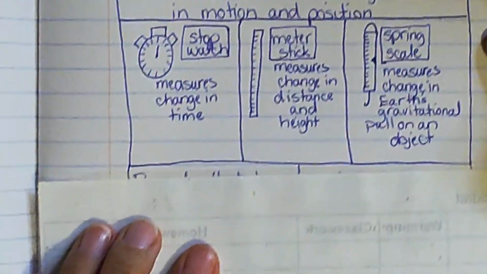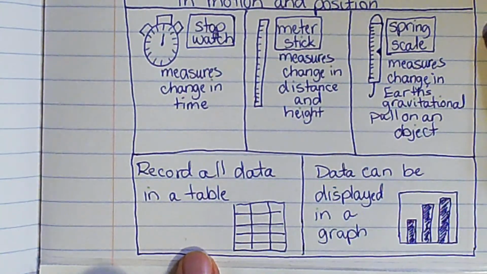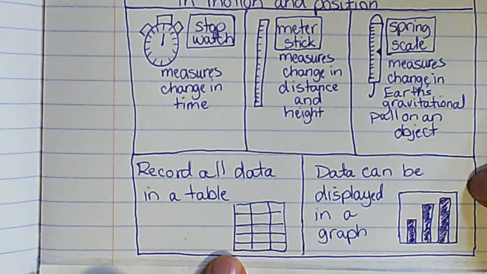So when we have these things and we're recording our data, we need to record all of our data in a table. And then once it's displayed in a table, we can display it in a graph.